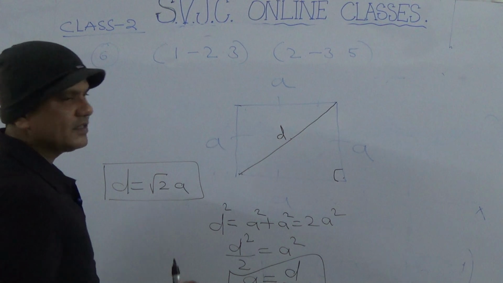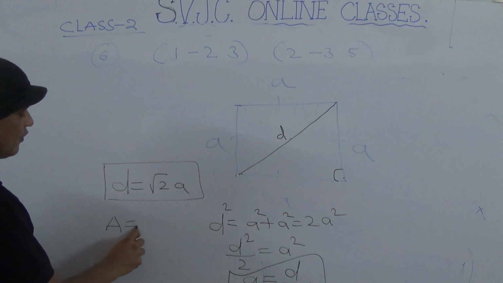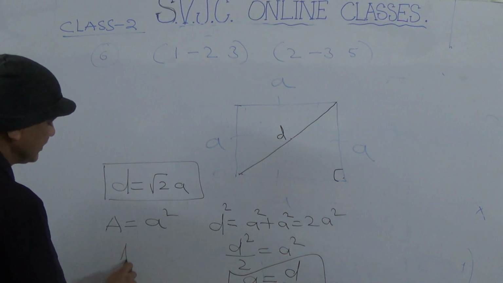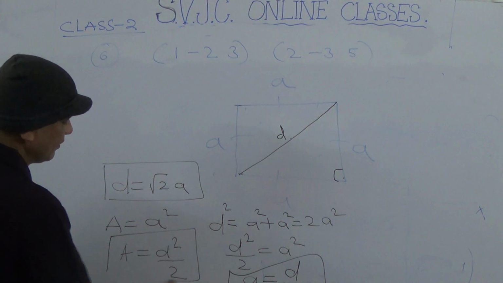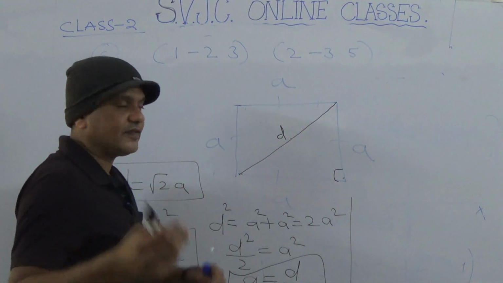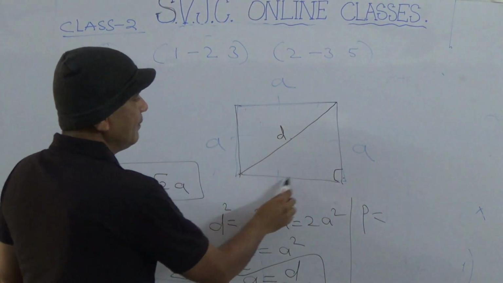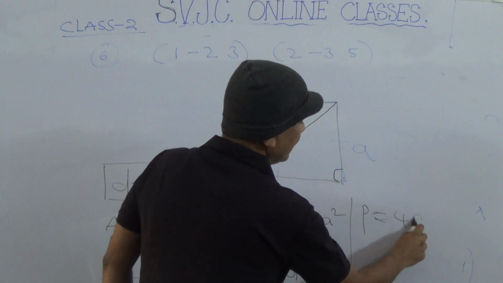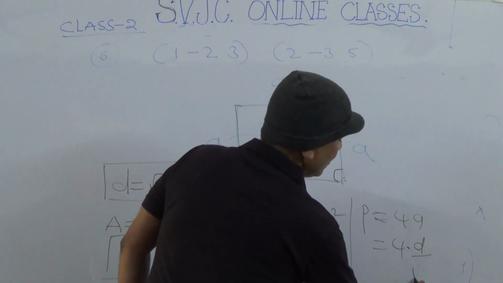Similarly, the area of a square is equal to a squared. Now what is a? d by root 2. That means the area is d squared by root 2 squared, which is d squared by 2. Very important formula. Similarly, the perimeter P of a square is side plus side plus side plus side, a plus a plus a plus a. The sum of all sides is called the perimeter. That is equal to 4a, which is 4 times d by root 2.